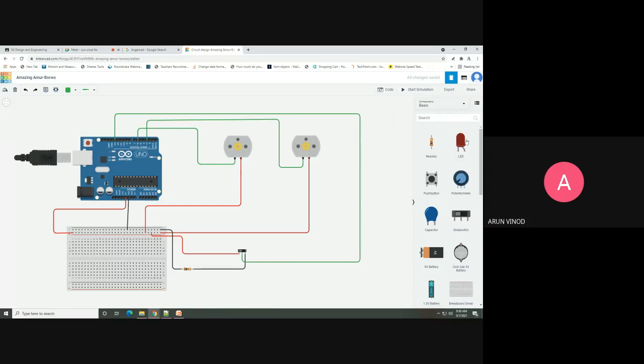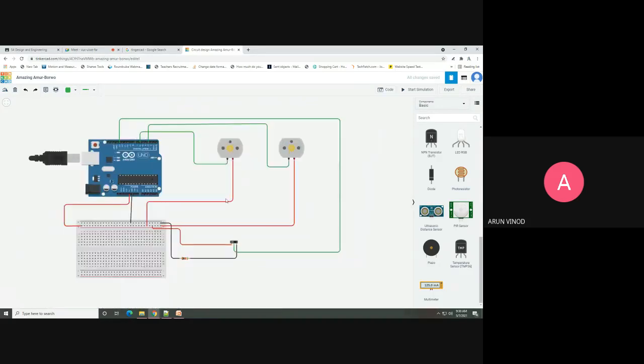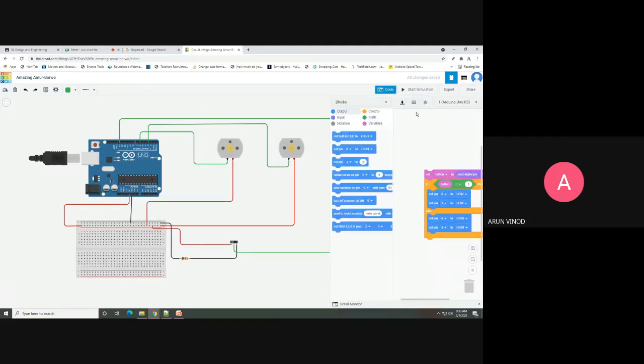These components will be here, and you can drag and drop. If you are purchasing all these things, it costs too much. So you can use this particular tool and create your own simulation by designing and coding. You can do the coding part too.